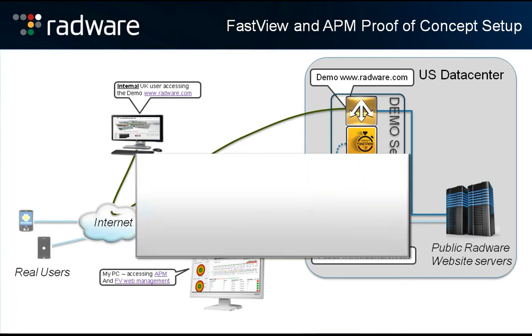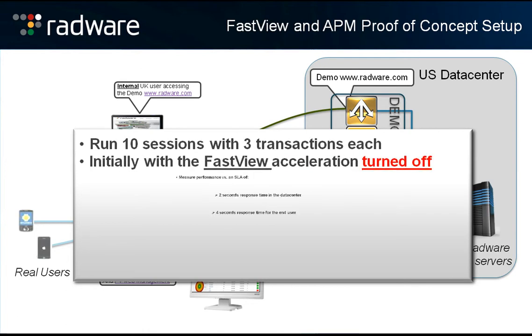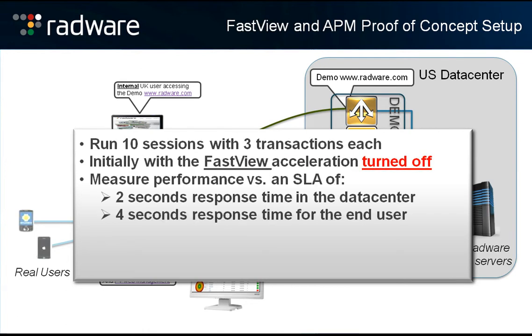In the first part of the demo, I will generate 10 different sessions, each one generating 3 different transactions, visiting 3 different pages on the Radware.com site. First, I will run through the sessions and transactions with Fastview acceleration turned off to see how the site performs natively and review the results through the APM tool.